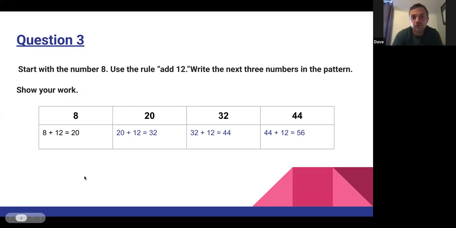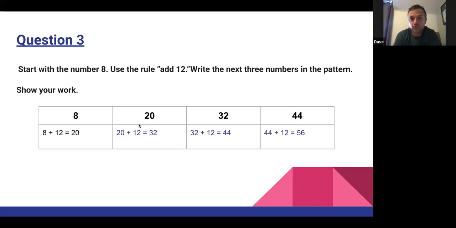Start with the number 8, use the rule, add 12, write the next 3 numbers in the pattern, show your work. So the pattern is 8, 20, 32, and 44. Because the rule says start with number 8, here's 8, then I add 12, so 8 plus 12 is 20. So then I put my 20 here, that's my next number. Then again, I add 12, and that's 32. Again, I add 12, that's 44. And I know I don't have to keep going, but if I was going to keep going, add 12 to 44, and that would be 56.